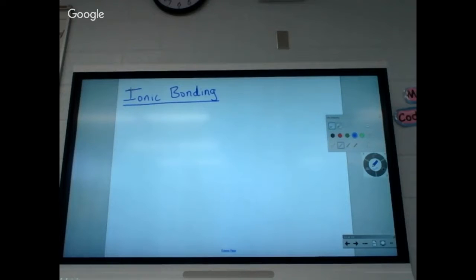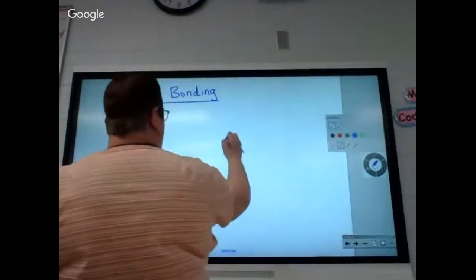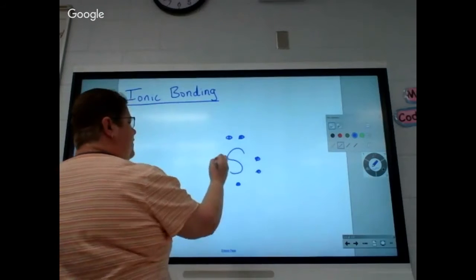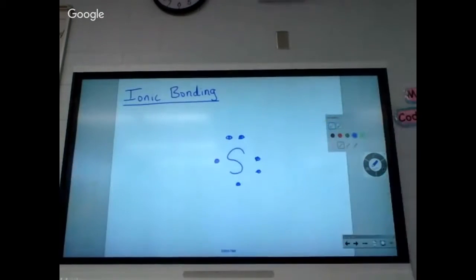There's the Lewis structure. The bottom row is the Lewis structure. Y'all, a dot diagram for the love of God. Sulfur, a dot diagram. There's the first one. That's a dot diagram.